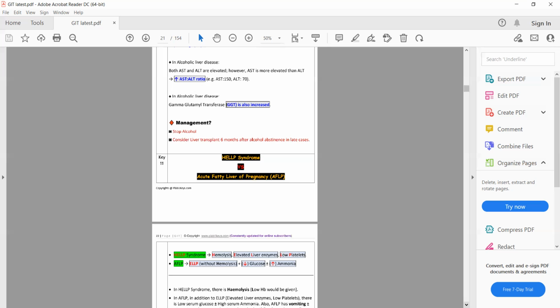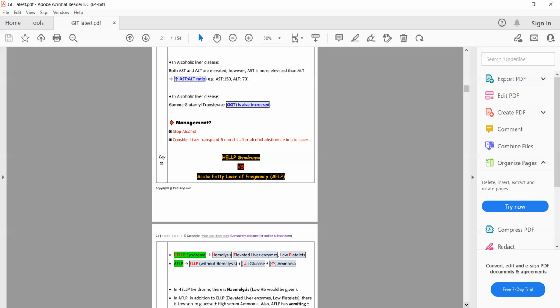Remember that whenever there is a problem with the liver, whenever there is liver failure, we all know that the urea cycle occurs in the liver. In the liver, ammonia is converted into urea, which is excreted through the kidneys. So if there's a problem in the liver or liver failure, it will result in an increase in the ammonia concentration.